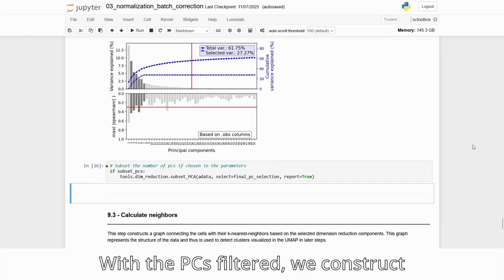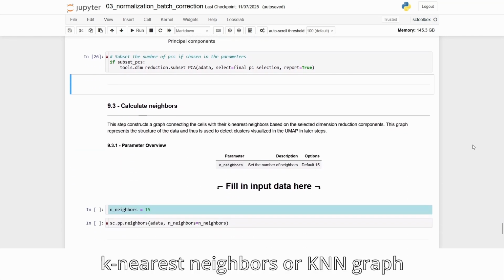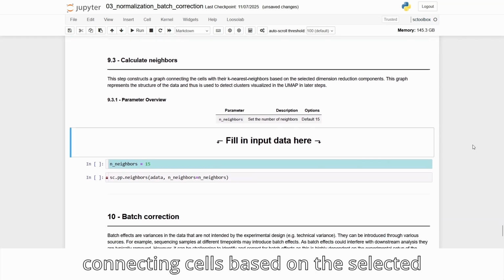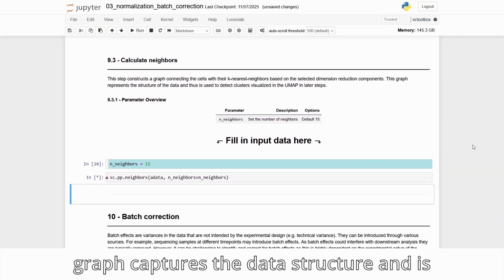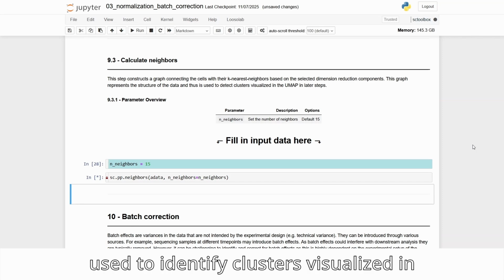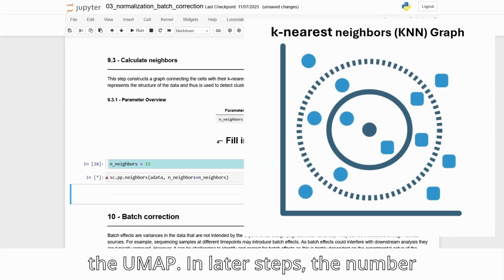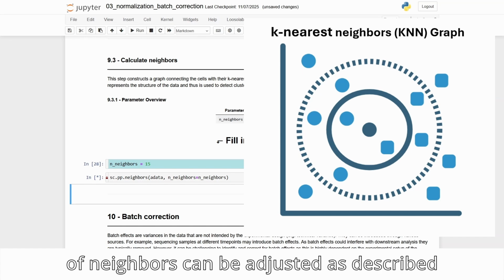With the PCs filtered, we construct a k-nearest neighbors or KNN graph connecting cells based on the selected dimensionality reduction components. This graph captures the data structure and is used to identify clusters visualized in the UMAP in later steps. The number of neighbors can be adjusted.